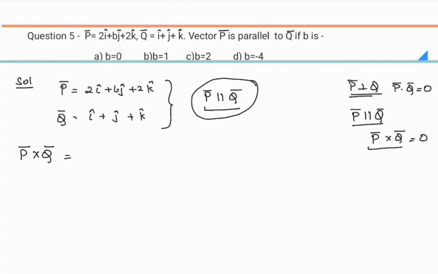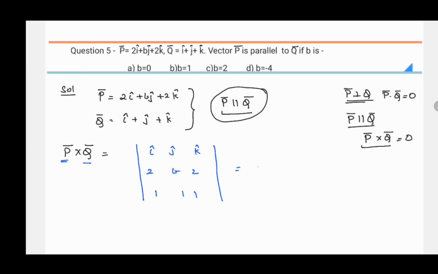How to find the cross product of the given vectors? We will use the matrix method. Draw the matrix like this. Write i cap, j cap and k cap. Then the first vector is p, write the first vector terms 2, b, 2. The second vector 1, 1, 1. Now solve the matrix, which will be equal to, first write i cap in bracket. Leave these two lines and b multiplied by 1 minus 2.